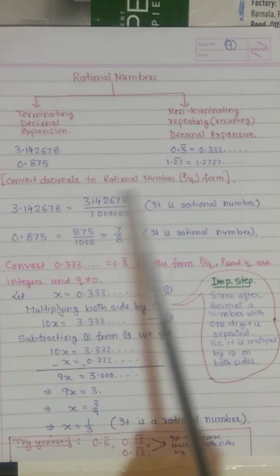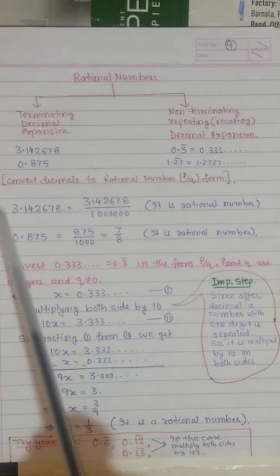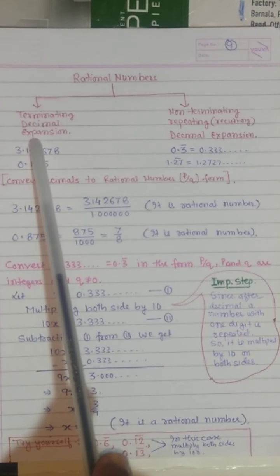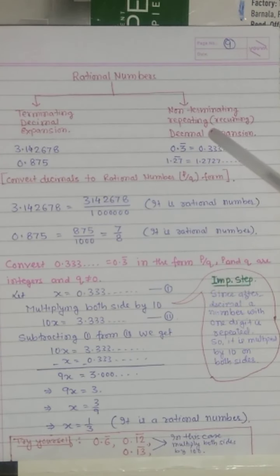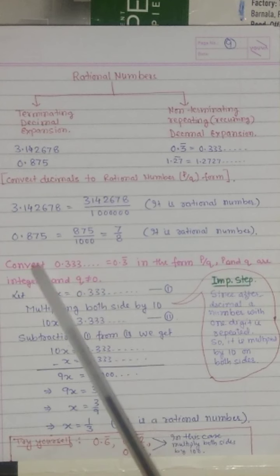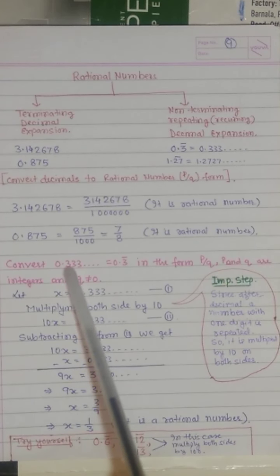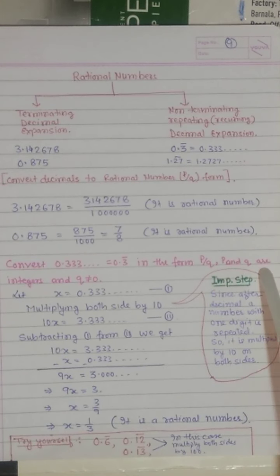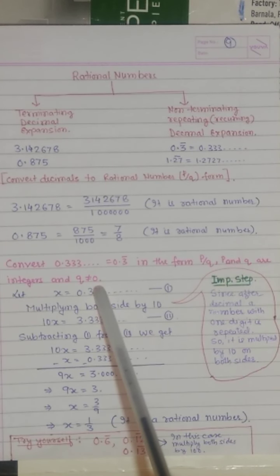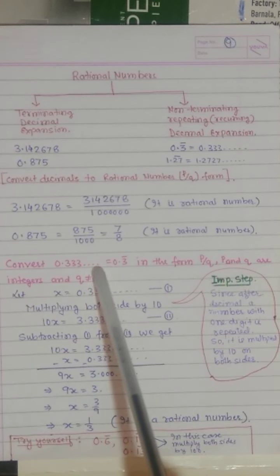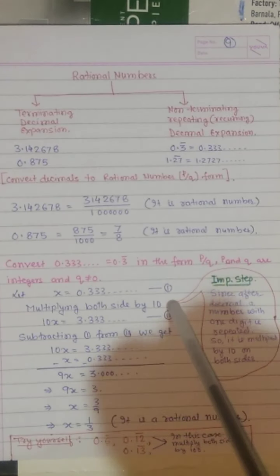These are the conversions of decimals to rational numbers when they are terminating decimal expansions. Now, in case of non-terminating decimal expansion, how should we convert? Let's see. Consider a question: convert 0.333 or 0.3 bar into the form p by q, where p and q are integers and q is not equal to 0. First of all, let x equal 0.333 and mark it as the first equation.